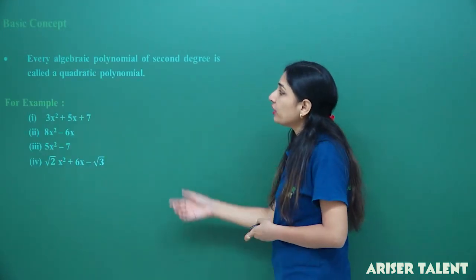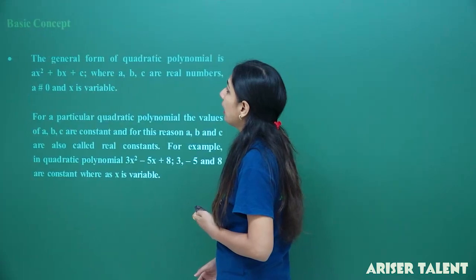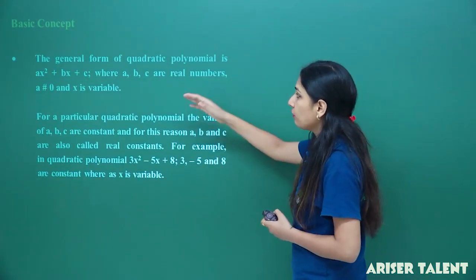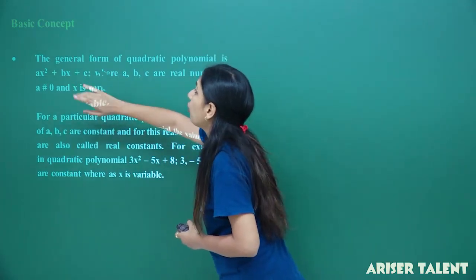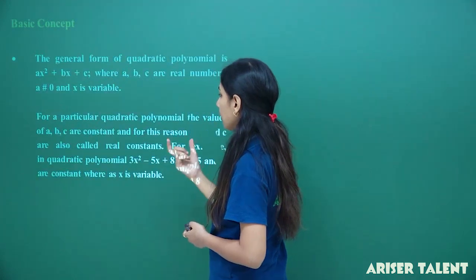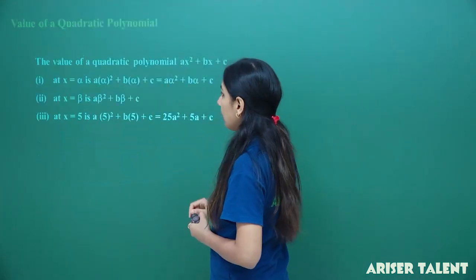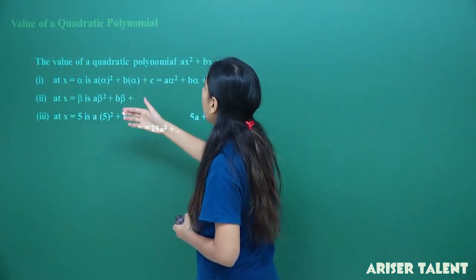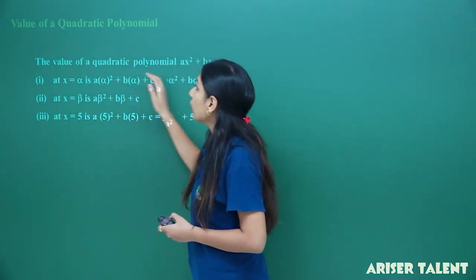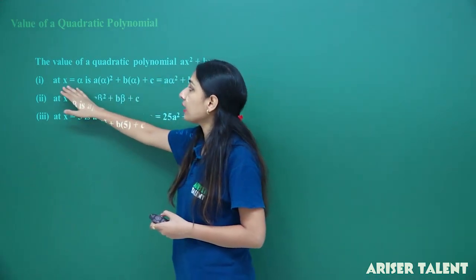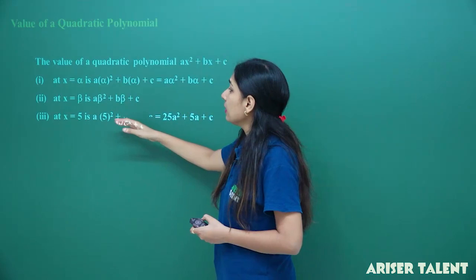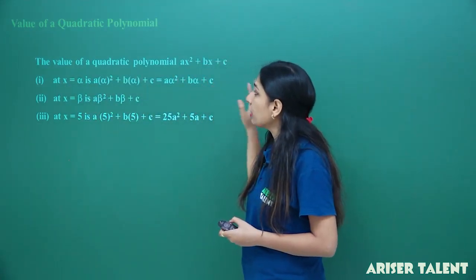Okay students, so far we have studied the basic concept and some examples. Then we told you that this is the general form of a polynomial. Then we put an equal sign and made it an equation. Now, the value of a quadratic polynomial was what? When we put x equals alpha and x equals beta, then some value came and we call it the value of the quadratic polynomial.